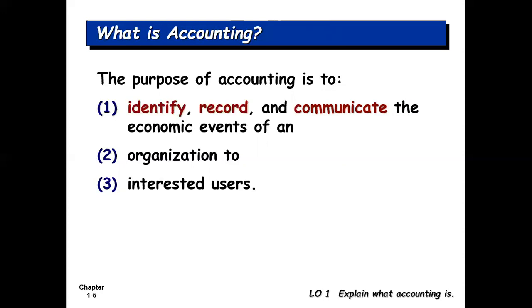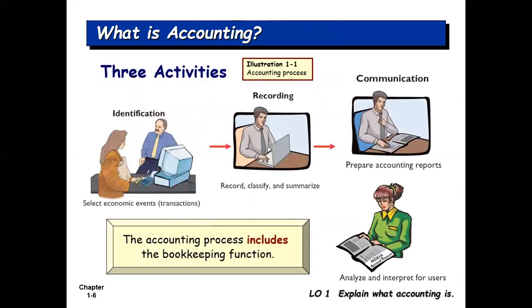So accounting is a subject which identifies, records, and communicates economic events of an organization to its interested users. Now, there are three basic activities which we need to understand that accounting performs. Number one, identification. And what do we mean by identification? Identification means that the particular event which happened in the business is a financial event or not. It can be recorded in the form of money or not, right? So that is the first question.